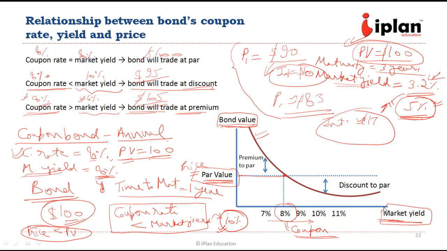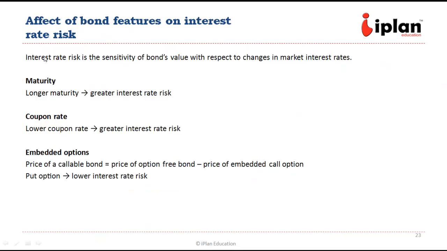In other words, we are capturing the interest rate risk in this case, since the market yield is nothing but the interest rate. If the interest rate is falling or rising, how is it impacting the value of the bond? That is nothing but the interest rate risk. Now let us look at the other features of the bond which can affect the interest rate risk of the bond. So the interest rate risk is the sensitivity of the bond's value with respect to changes in market interest rate. If the market interest rates or yield are rising or falling, how is the value of the bond responding to it? That is our interest rate risk.